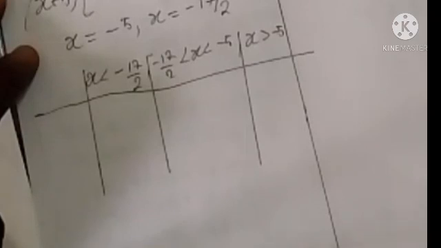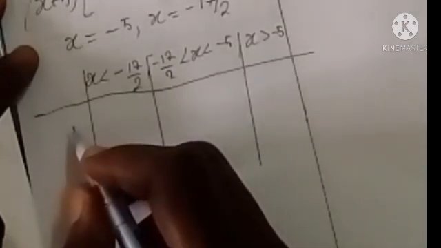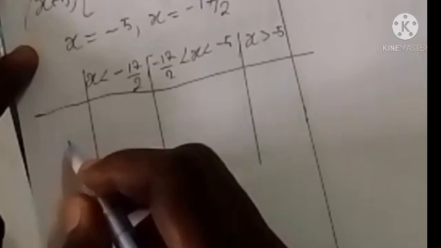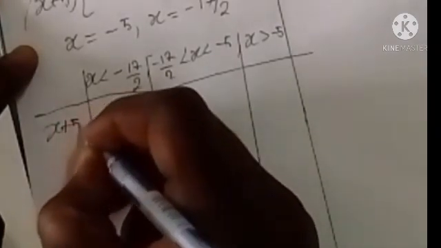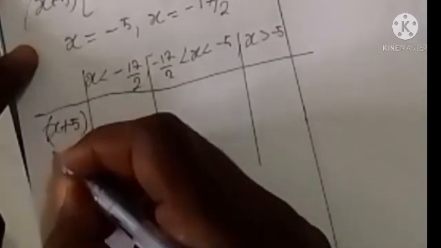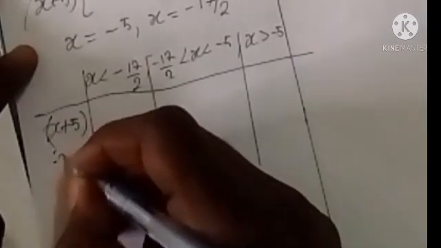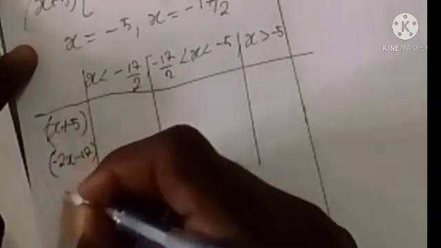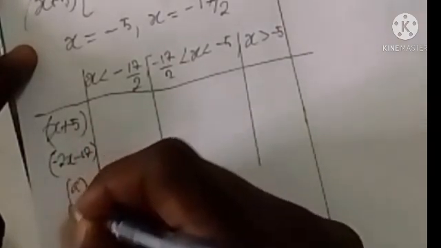So we're going to have some things. Let's draw a table here. We need the factors. This is our quadratic equation. We need the factors. So here we have x plus 5, we have minus 2x minus 17, and we have the product. Let me just say a times b.